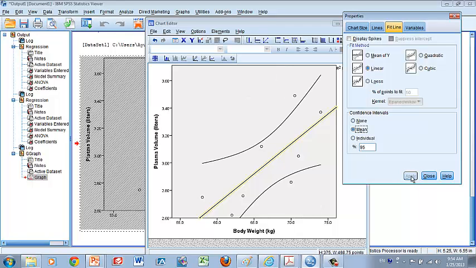So typically, when you want to assess whether there is an association between body weight and plasma volume, you only want to put the confidence interval for beta, for the effect of body weight, which is the slope. You don't have to worry about the intercept. So make sure you click this option, right?